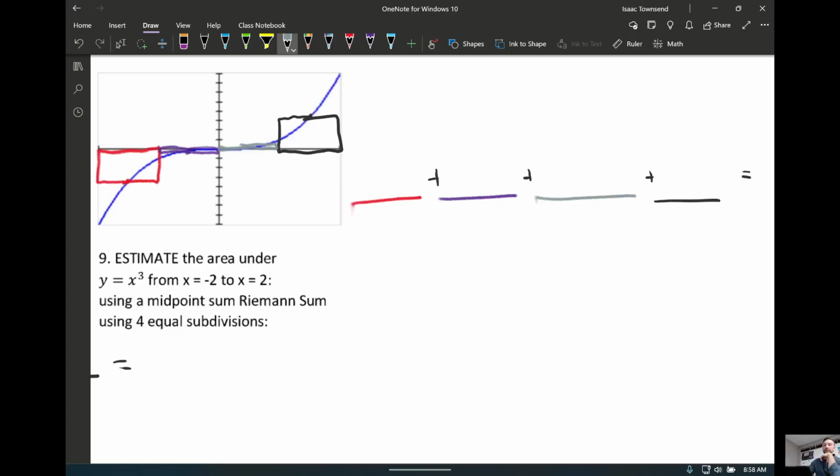Okay, so before I even do the arithmetic, can you see what the answer should come out to be? You said 0? Yeah, I agree, because just the dimensions of this and the dimensions of this are equal to the dimensions of this and the dimensions of this. This stuff's above, positive; this stuff's below, negative. So I know the answer is going to come out to be 0 square units.